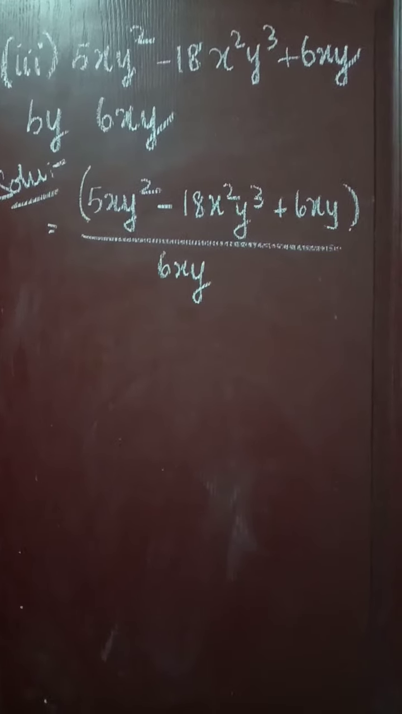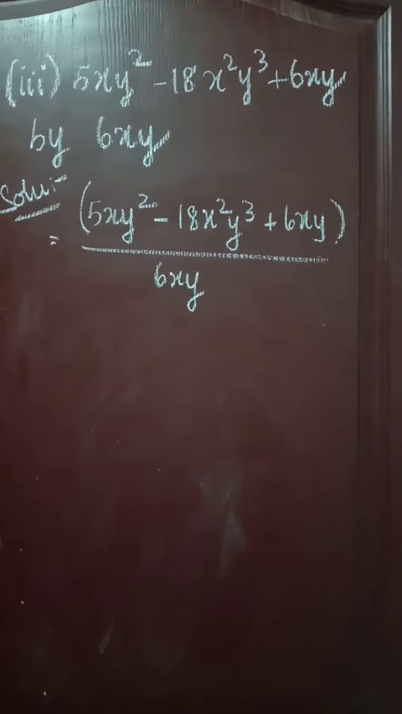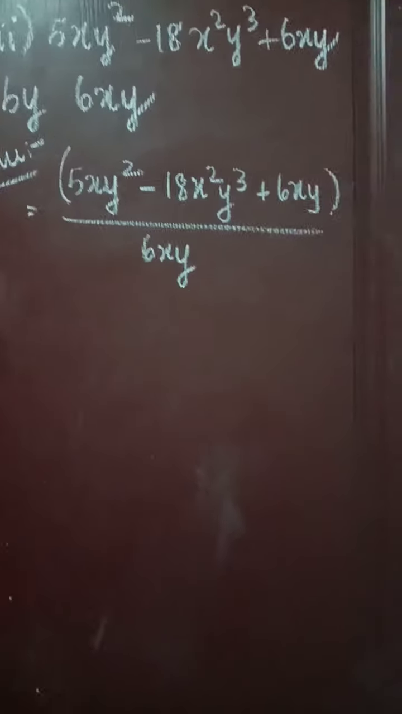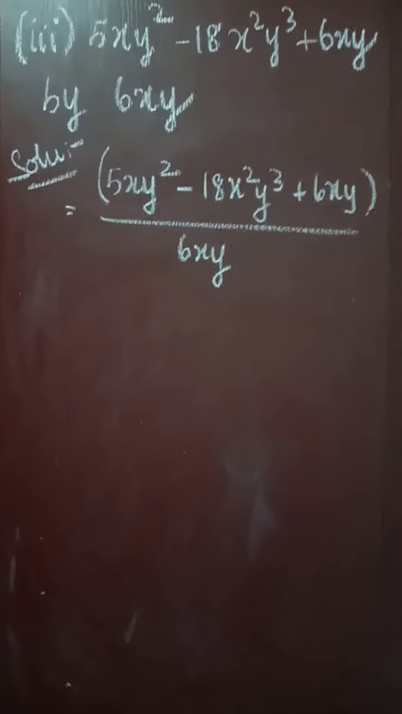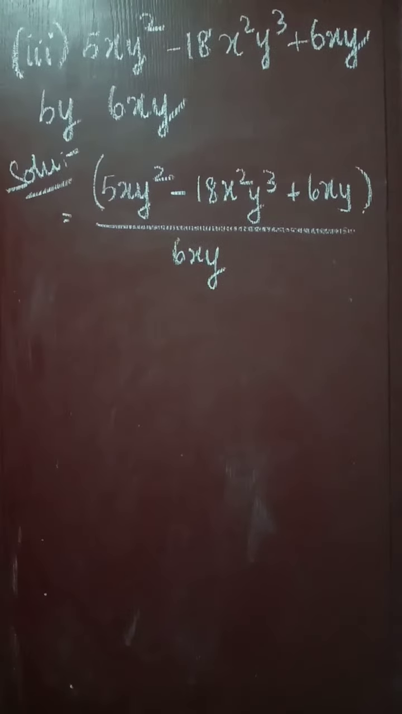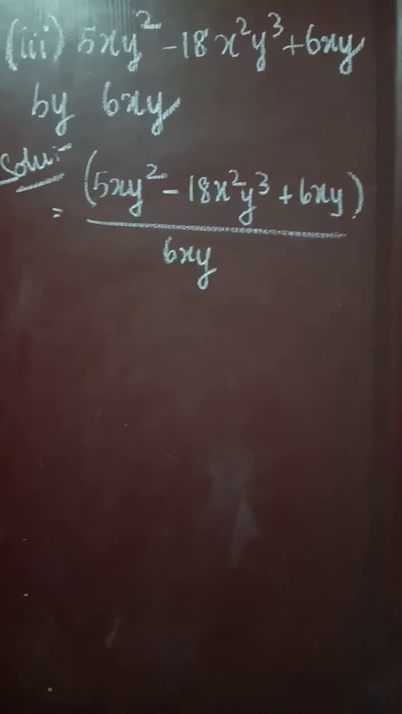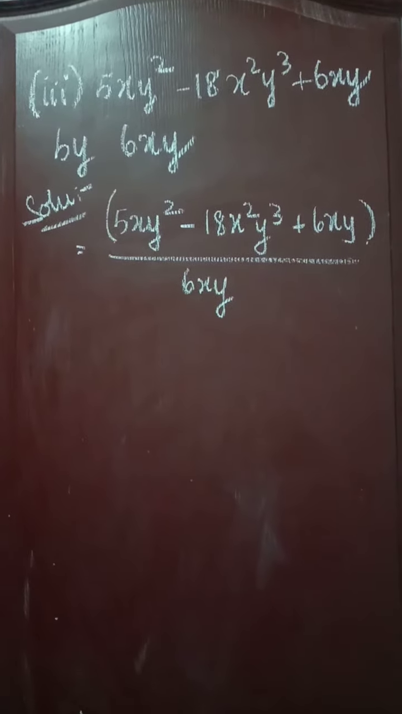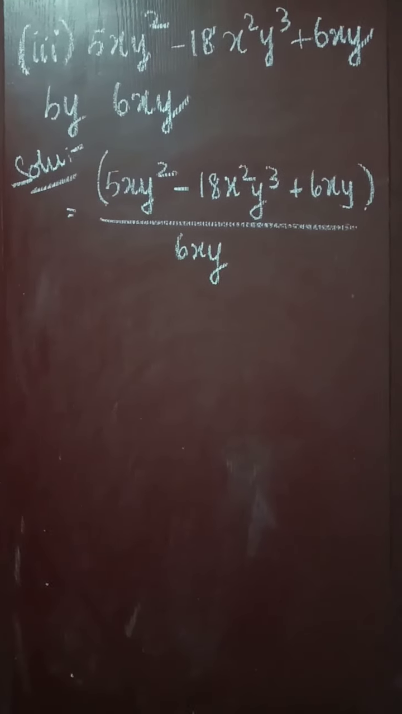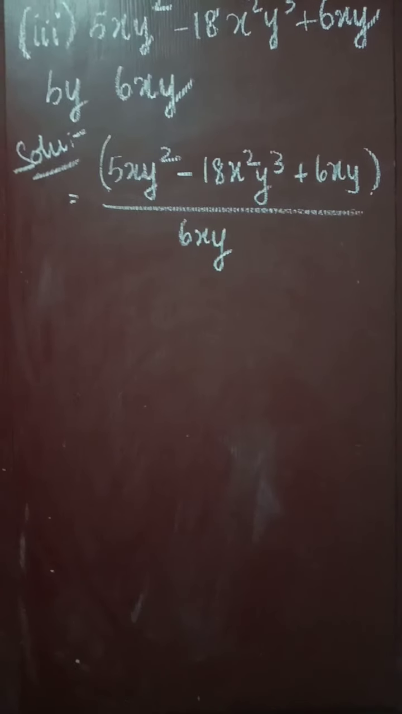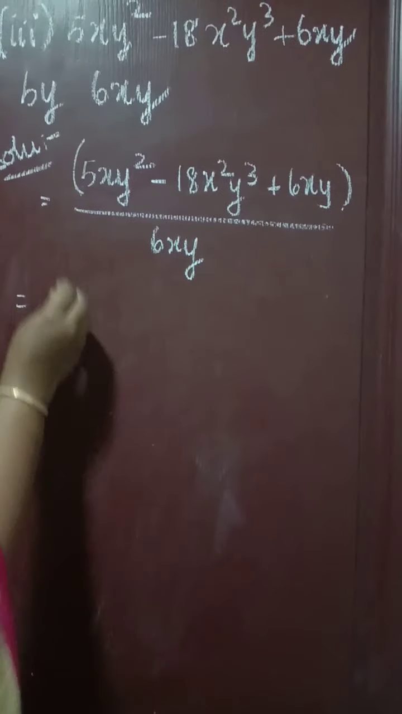So the third sum: 5xy square minus 18x square y cube plus 6xy divided by 6xy. Listen, here three terms are given. So you divide the 3 terms by 6xy. How many terms are given here? Yes, 3 terms. 3 terms means it is considered a trinomial. So this trinomial you split into monomials. You have to split each term. What is the first term?